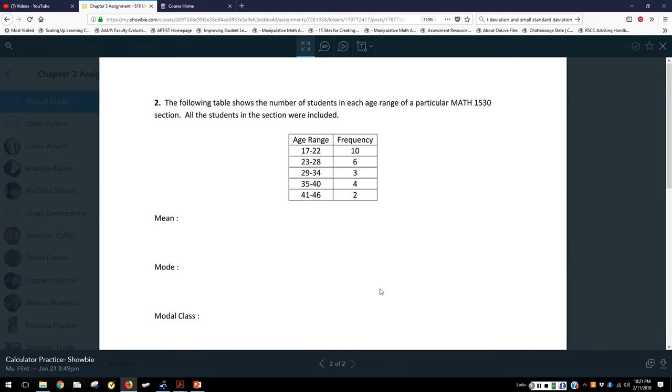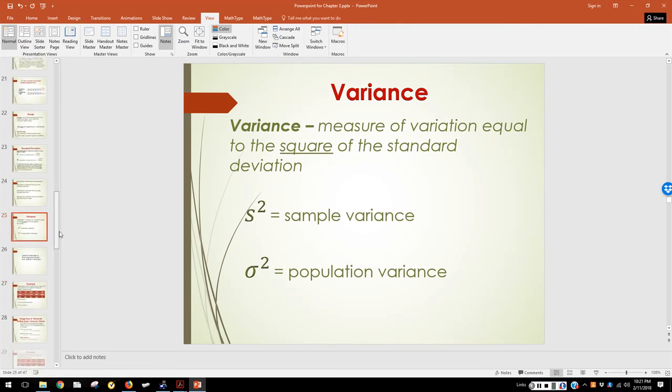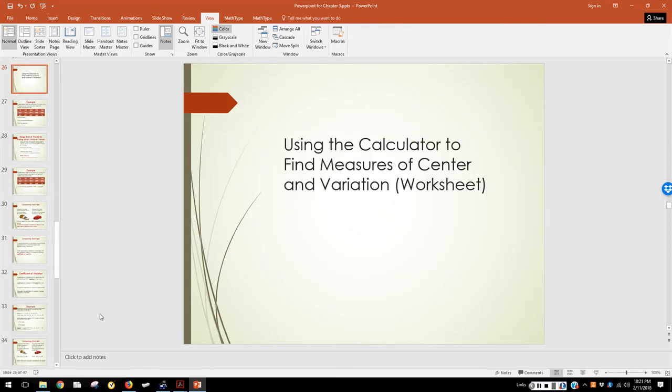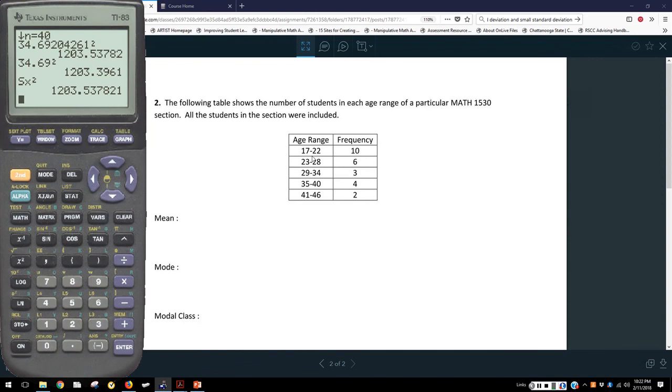And now we're also going to calculate mean, variance, and all of that from a frequency distribution. So we're going to pop back to the PowerPoint for just a moment. And we're going to find the measures of center and variation on the worksheet, and we're going to work from the calculator on the frequency distribution. So here's how we're going to have to do this problem.